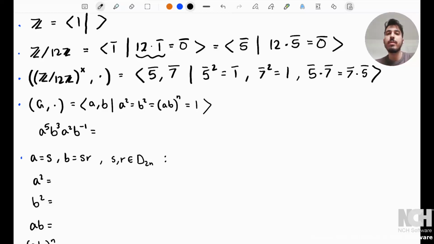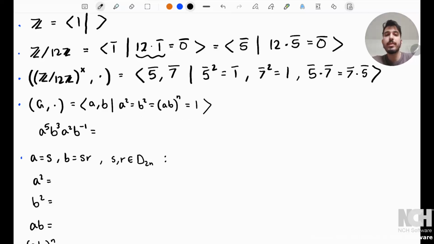The next example that we will talk about is this group here, which is generated by A and B and has the simple relation A squared is equal to B squared is equal to AB to the power n is equal to the identity. And in this strange looking group, we have that an element like this in the group can be simplified using the relations that are set up top.